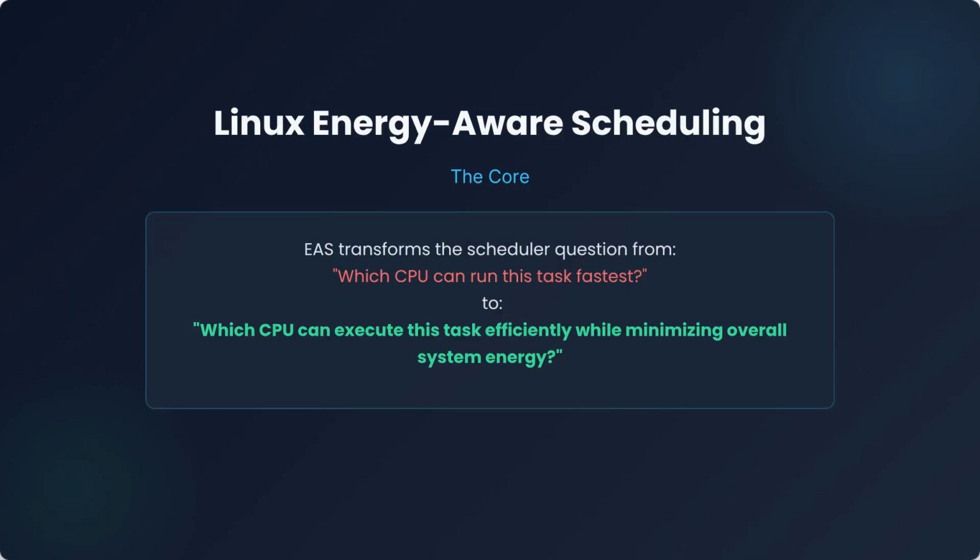So, to bring it all together, energy-aware scheduling is a shift in how Linux thinks about scheduling, from asking which CPU is fastest to asking which CPU gets the job done using the least total energy without sacrificing needed performance. So that's about EAS, Linux energy-aware scheduling.